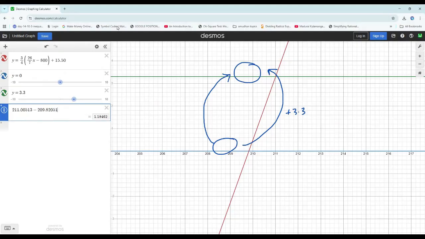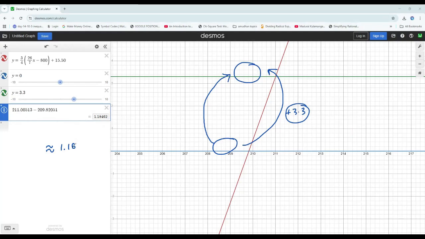That is how much the value of x is getting increased, that is 1.18462. According to the instruction, we have to round this value to the nearest hundredth. When I round this value to the nearest hundredth, I am getting 1.18. That is, when the temperature in degrees is increased by 3.3, then the temperature in degrees Celsius is increased by about 1.18.